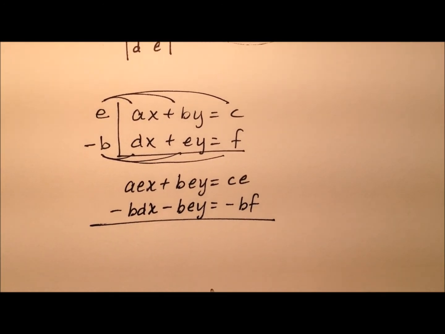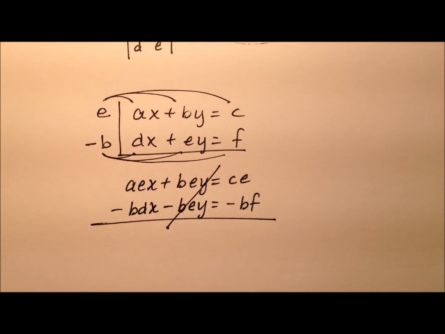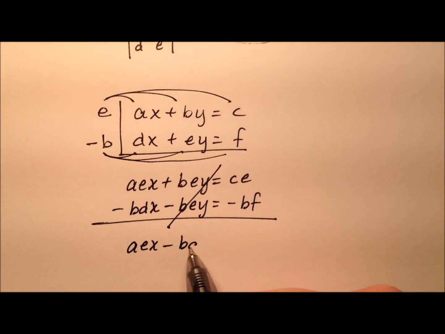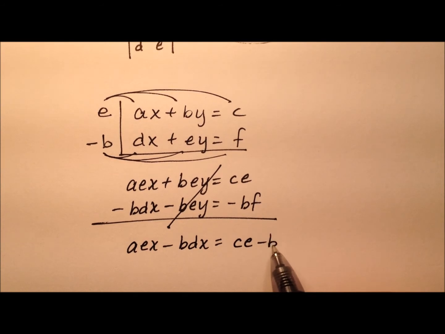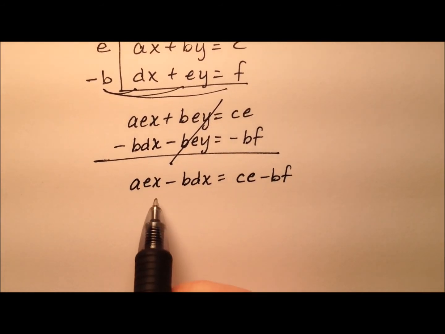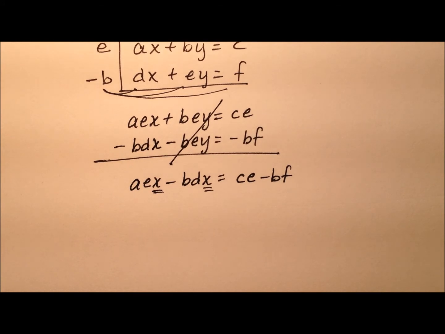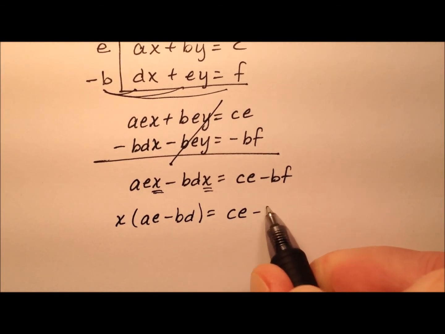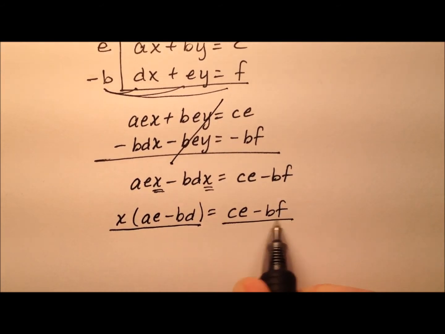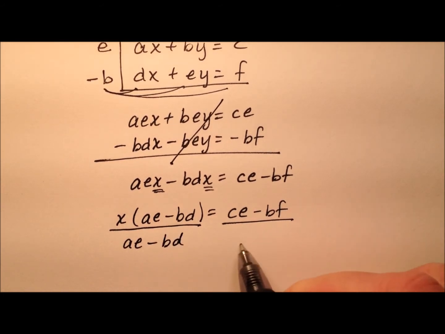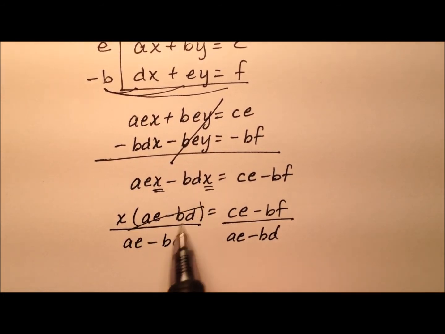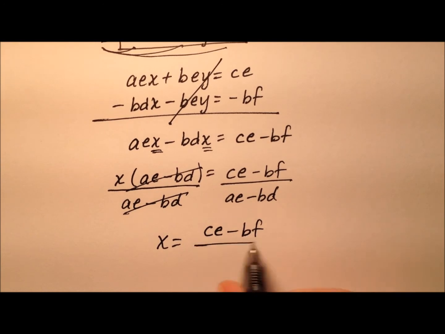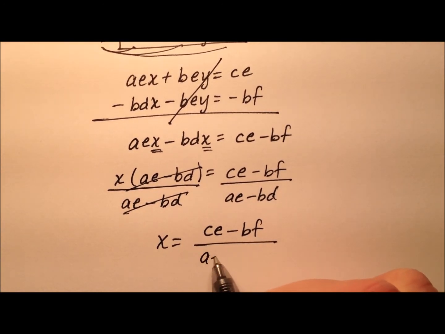So with elimination, we'll add these two equations, and of course the y's are eliminated, and that's by design. So we're left with aex minus bdx equals ce minus bf. Well, we're trying to solve for x here, so let's factor the x out. So ae minus bd is what's left over on that left side. So let's divide both sides by that AE minus BD. When I do that, I see that my value for x is going to be CE minus BF over AE minus BD.